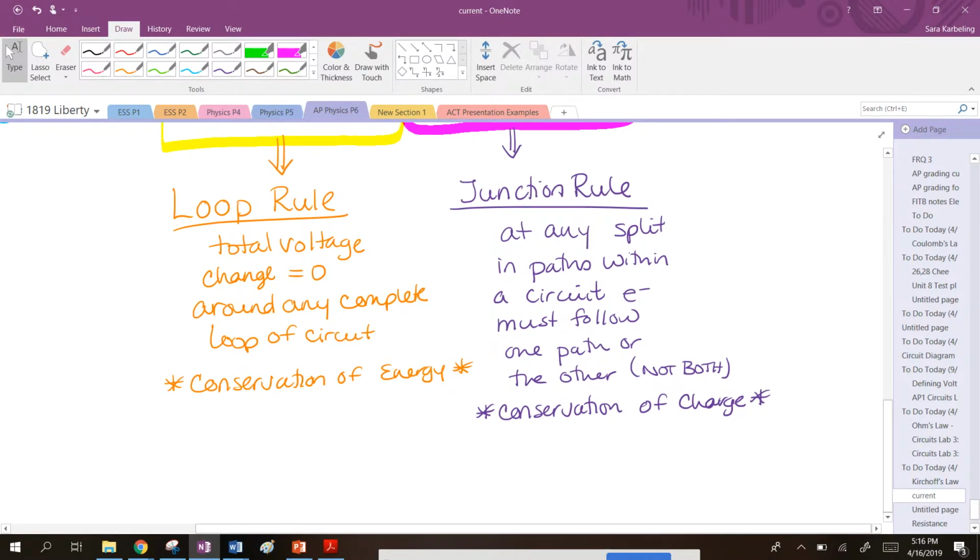These two rules, again, were articulated by a physicist named Kirchoff. I don't know any dirt on him. If you want to look some up and let me know, that'd be awesome.